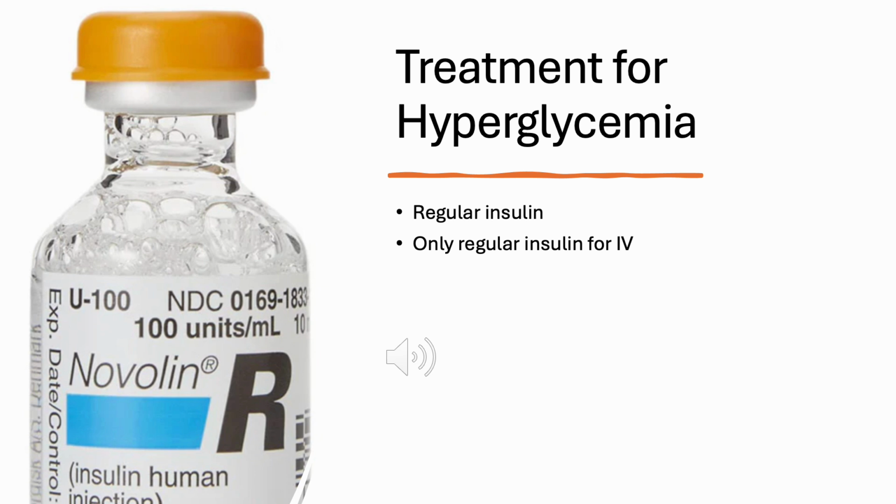Hyperglycemia is typically treated with regular insulin because it works quickly, within 30 minutes. And when it comes to the IV form, only regular insulin can be administered IV. That's going to become very important when we talk about conditions such as DKA and HHS a little bit later on in this presentation.